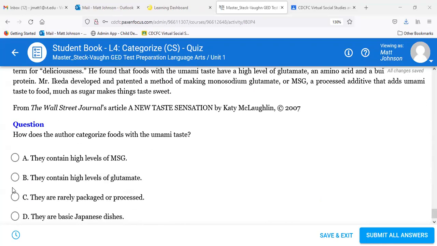Okay. And then the final one here for the quiz. So how does the author categorize foods?